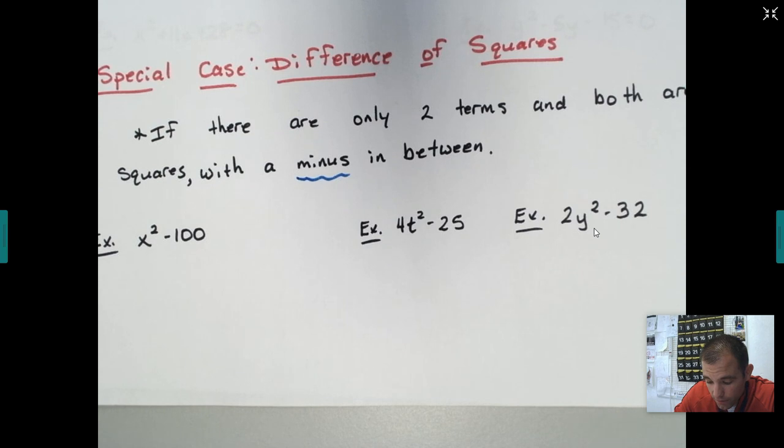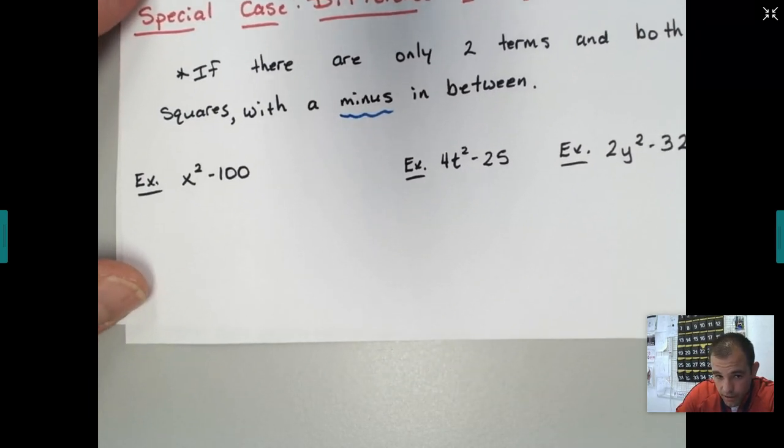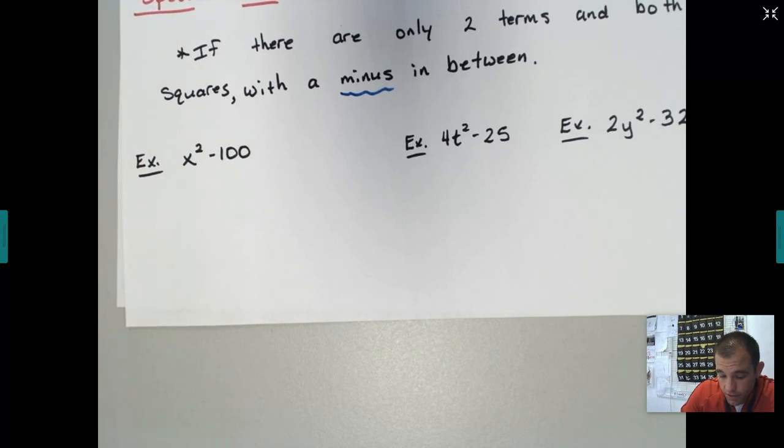So difference of squares is the only time this will work. If there's 2 terms, they're both squares, and there's a minus in the middle. If there's a plus in the middle, you cannot do this. It's not going to work. All right, so let's look at this first example. Again, pause it if I go too fast for you.